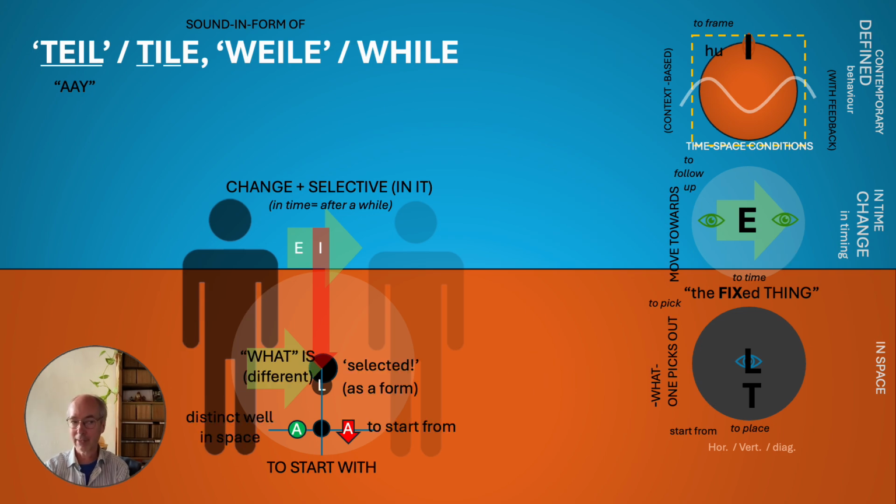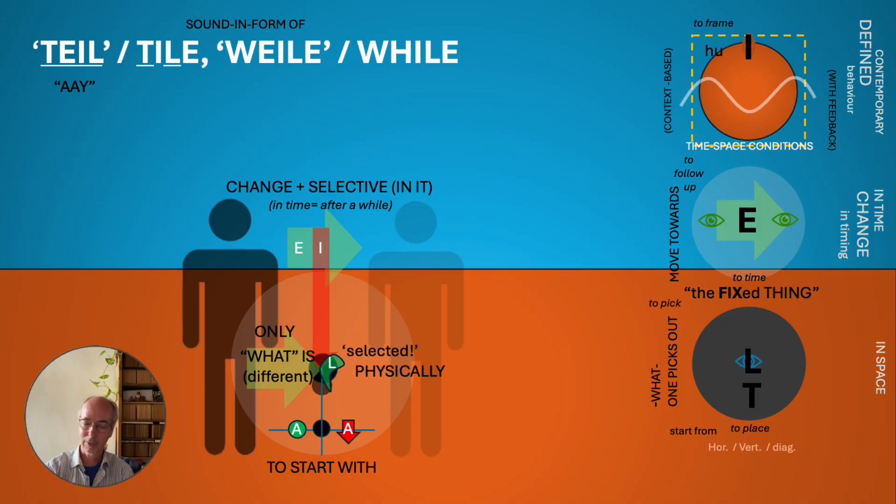So what is different is then selected with L as a last letter. It is also more focusing upon a form, like I already told you, and you distinguish it well in space and you want to start with it, to work with it. All these letters are exactly at the place where they should be. So here it is, what is different is selected, and it's selected also physically as a physical thing, which is selected out of my focuses, my directed focuses.